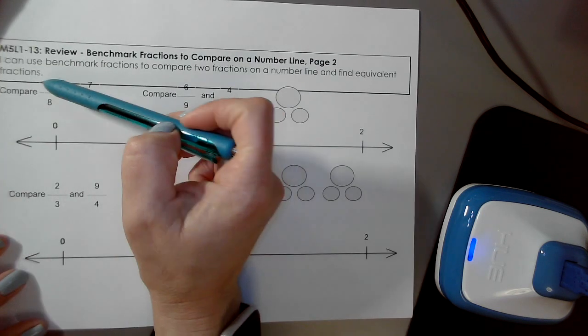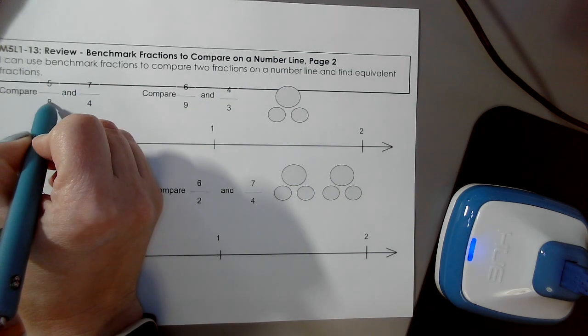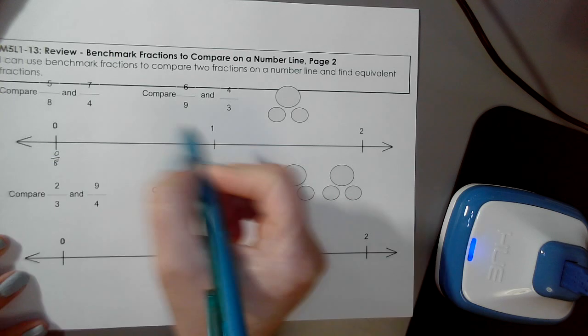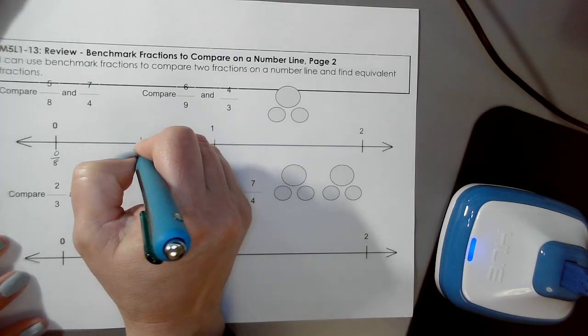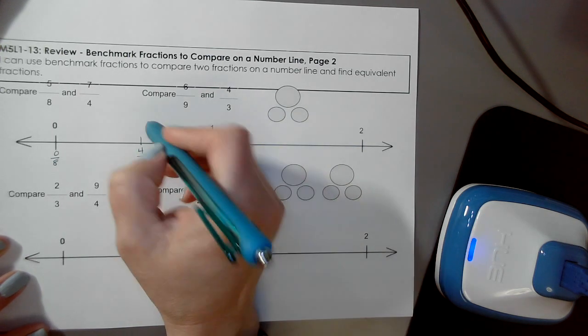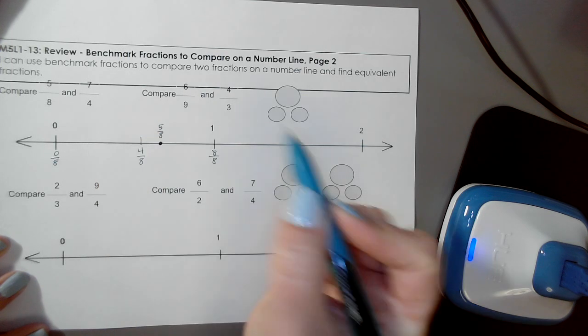So I have 5/8. I would have 0/8 here. To make a whole would be 8/8, right? Halfway would be about 4/8. So where would 5/8 sit? You're right, it would sit right about here. So here's my 5/8.